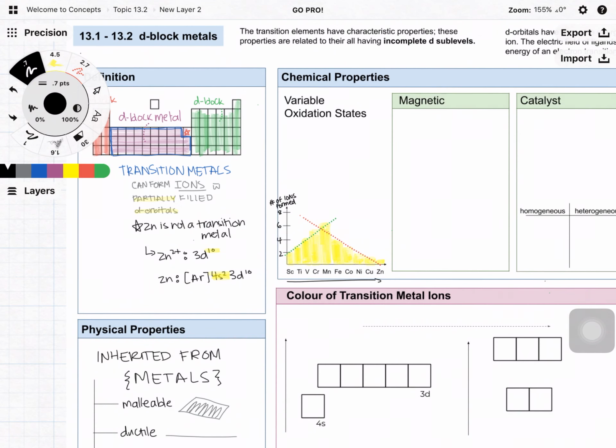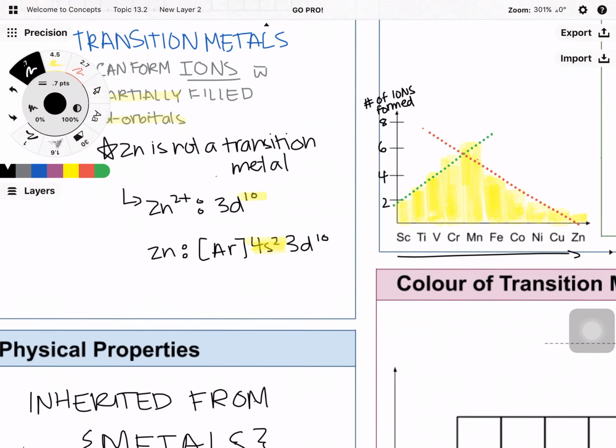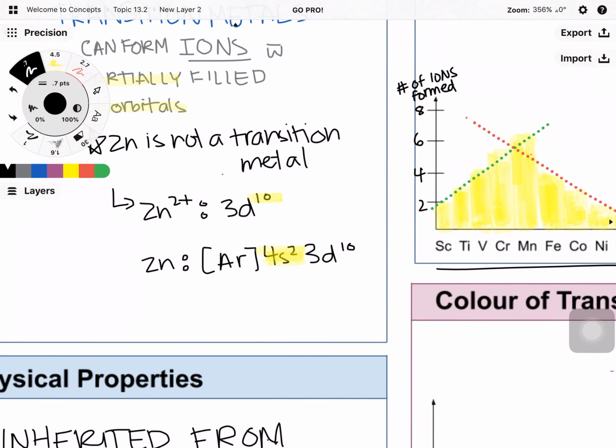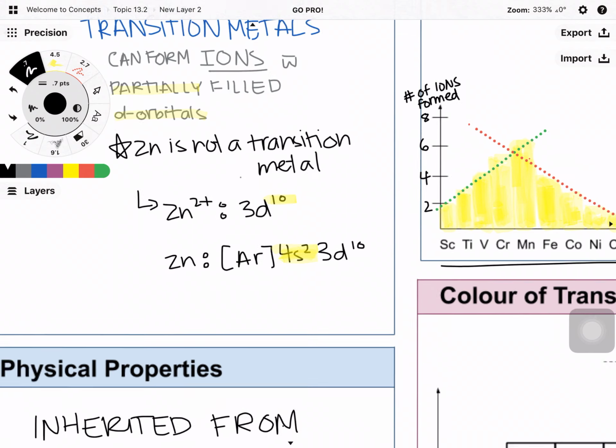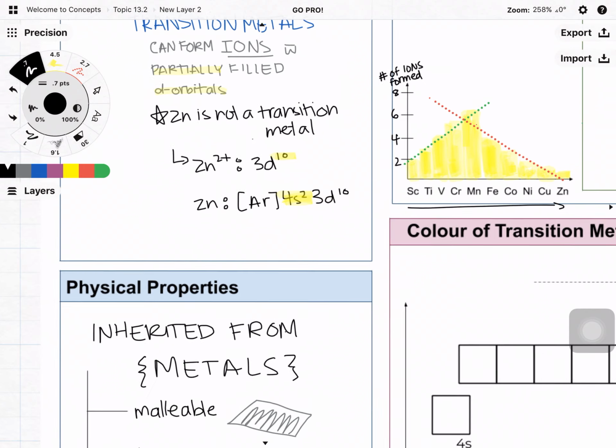Okay, so last class we talked about what transition metals are and some of their physical properties. Remember, transition metals form ions with partially filled d orbitals. And also remember that zinc is not considered a transition metal because its d sublevel, so all of the d orbitals, are completely full. When it loses 2 electrons, the 2 electrons that are lost are from the s orbital, so the entire d sublevel remains full.